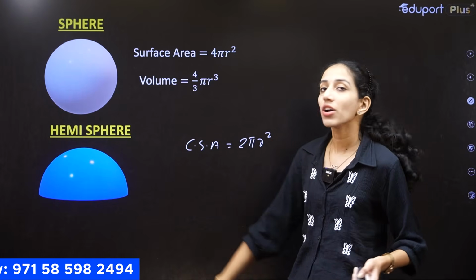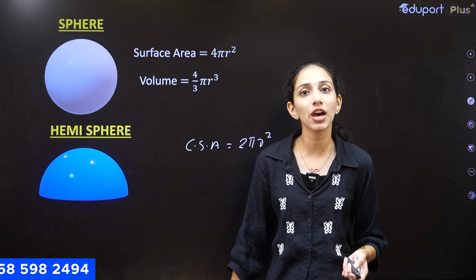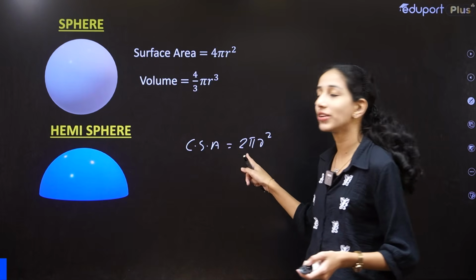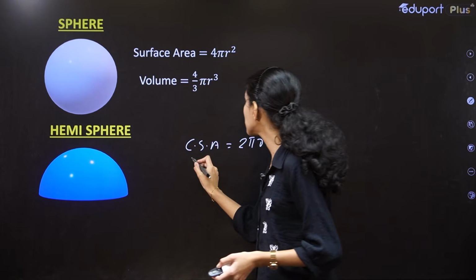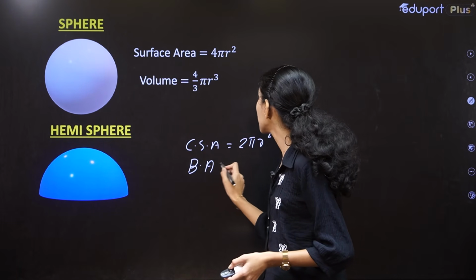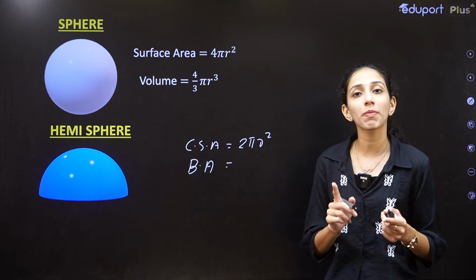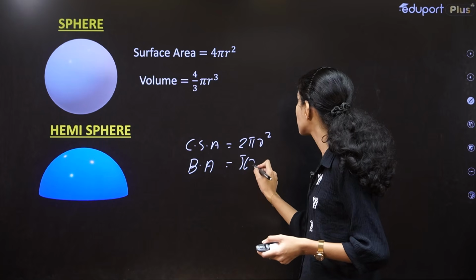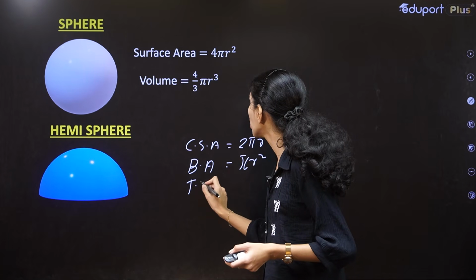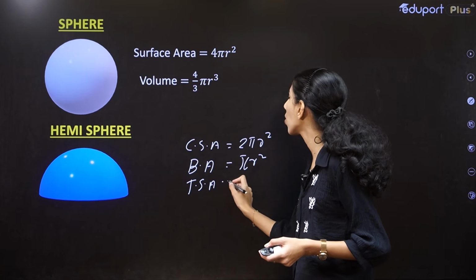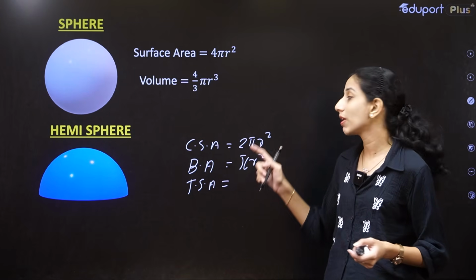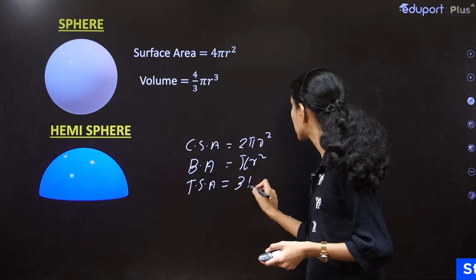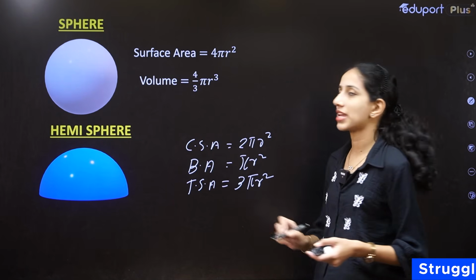And how many faces does a hemisphere possess? 2 faces. Okay, then we already discussed the curved surface area. What will be its base area? Its base is in the shape of a circle, so its base area is equal to pi r square. So what is the total surface area of a hemisphere? It will be the sum of curved surface area and base area, so that is equal to 3 pi r square.